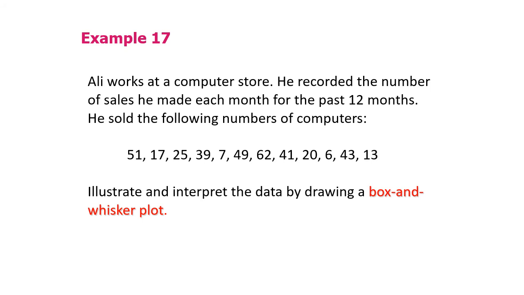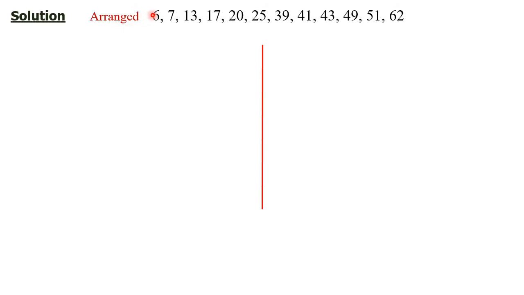So this is the number of computers sold. You have to illustrate and interpret the data by using the box and whisker. Remember, since it is the box and whisker, we are using the median and also the quartiles. Before we can proceed to finding the values, let's see the solution here. As I said earlier, you have to arrange the data first. So we arrange the data first.